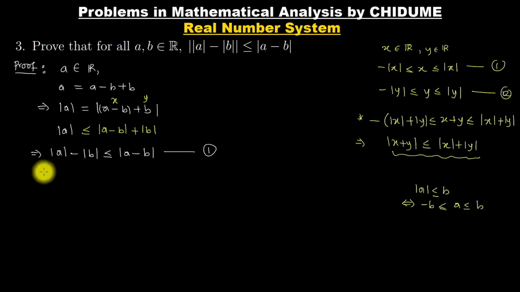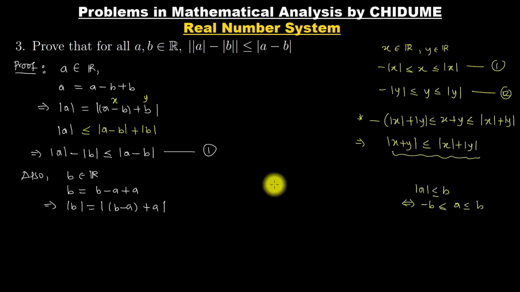Okay, so again, since B is in R, that means B can be written as B minus A plus A. That implies that if I take the absolute value of both sides, the absolute value of B is the absolute value of B minus A plus A. Again, if I employ the triangle inequality over here, this is less than or equal to the absolute value of B minus A plus the absolute value of A.